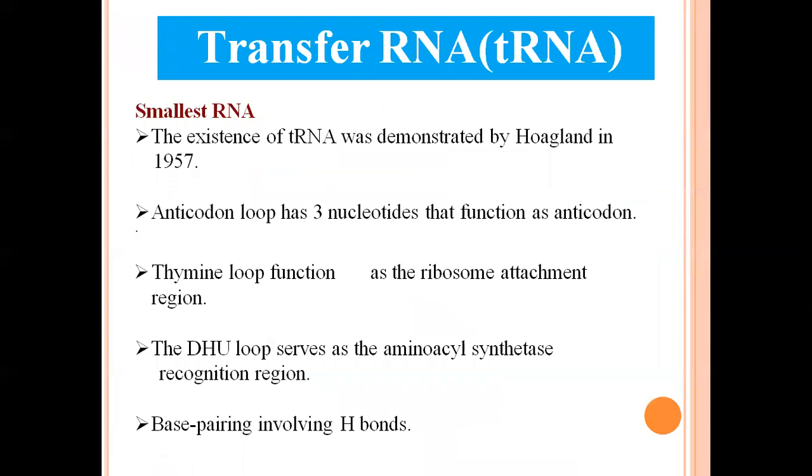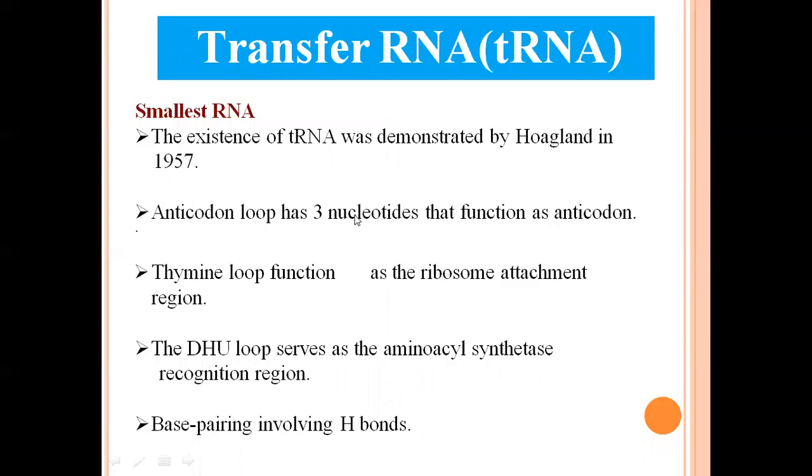Now we are talking about the transfer RNA. Transfer RNA is the smallest RNA among the RNA types. The existence of transfer RNA was demonstrated by Hoagland in 1957. You can remember it because this is important for MCQ. And the anticodon loop has three nucleotides that function as the anticodon.